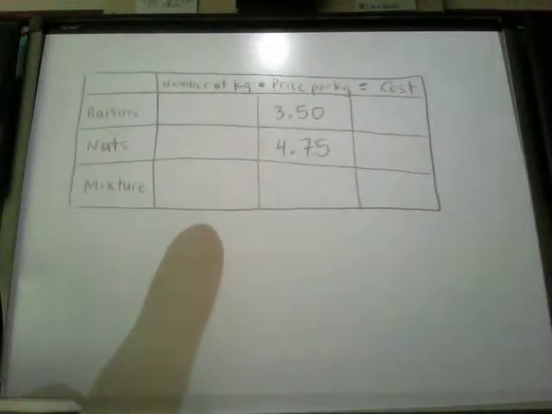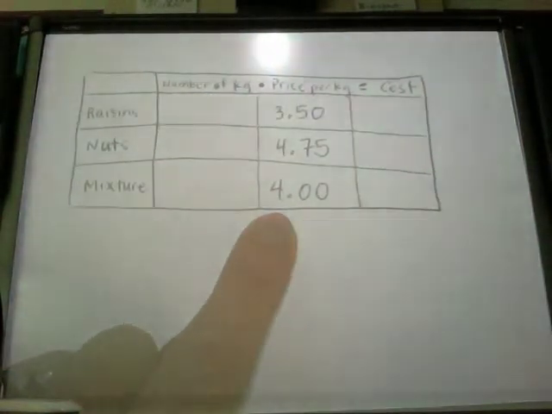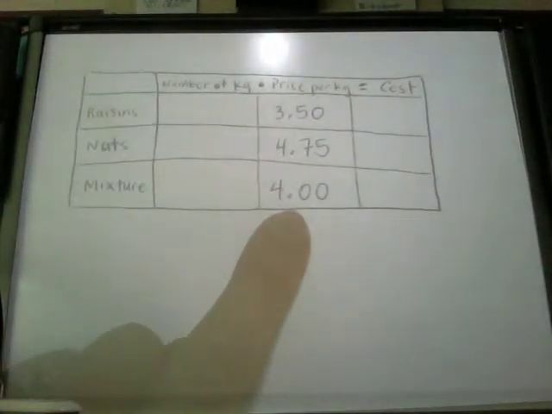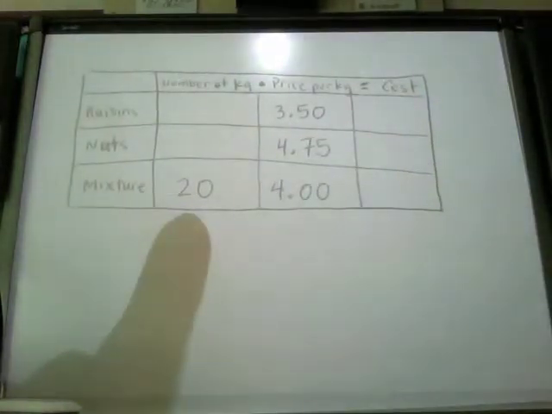$4 per kilogram. Okay, good. Under the mixture. They want the mixture to cost, they're going to sell it maybe for $4 per kilogram. So that would go here, right? So we have raisins, nuts, mixture. Well, the mixture of $4. What about the 20? 20 kilograms. Vincent? Yeah, that's how much of it they're going to make. So we put our 20 here.